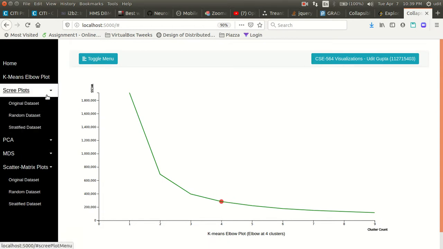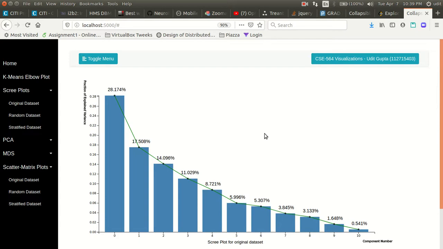Next, we look at Scree plots. Scree plots are a way to measure the intrinsic dimensionality of the data. Each eigenvalue will explain some percentage of the variance in the data, and as we see, about 5 components together are able to explain about 80% of the variance in the data.